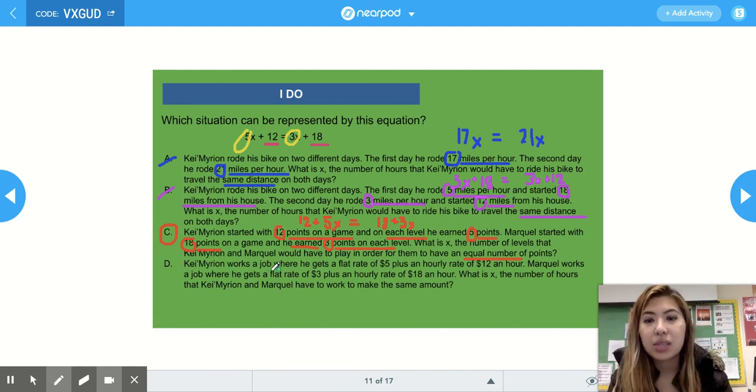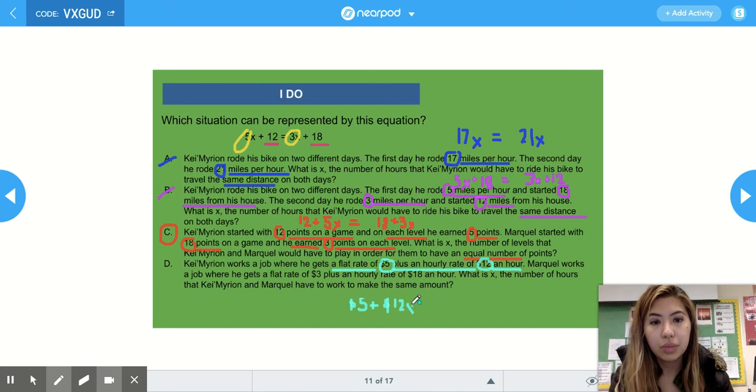So Kimarian works a job where he gets a flat rate of $5. The flat rate is going to be our constant plus an hourly rate of $12 an hour. So 12 is our slope or a coefficient. Markel works a job where he gets a flat rate of $3 plus an hourly rate of $18 an hour. So 18 is going to be our slope or our coefficient.